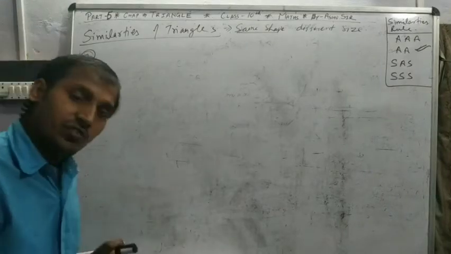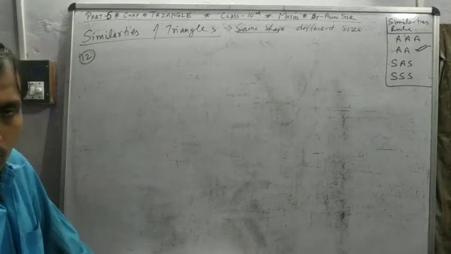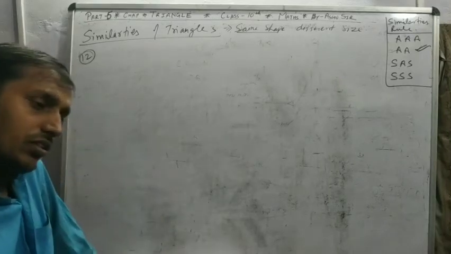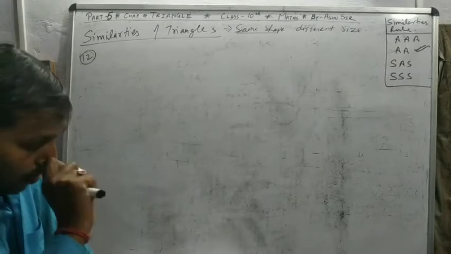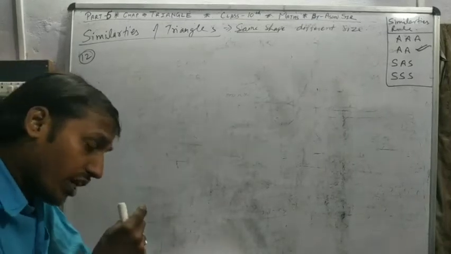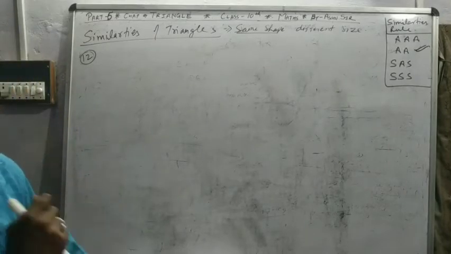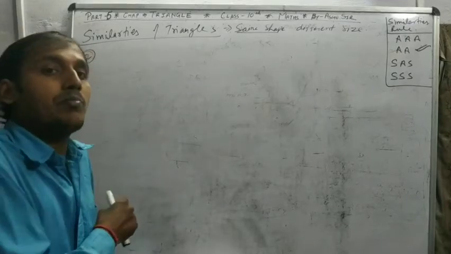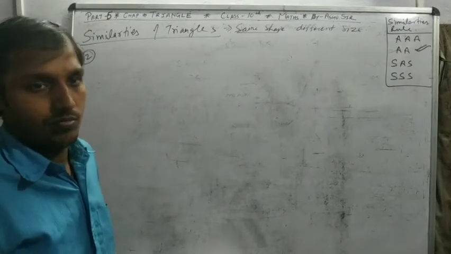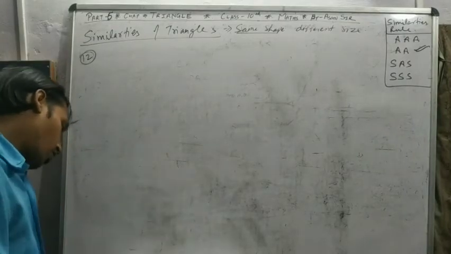Today, firstly we take two questions at the same time. Approximately the given part is same, but the way of solving or proving the question is different, because only one thing is different. Approximately same but not same. So first we take question number 12 in front of you.